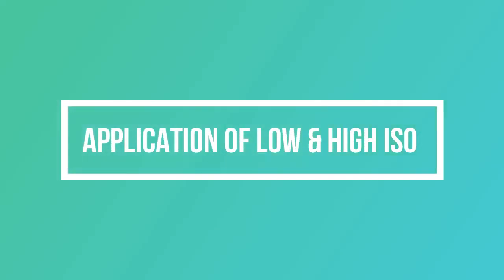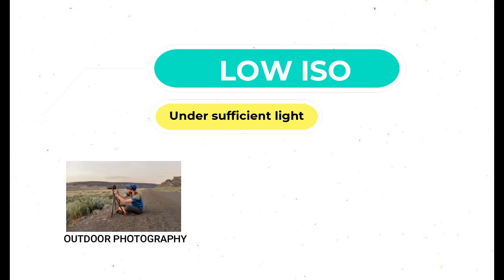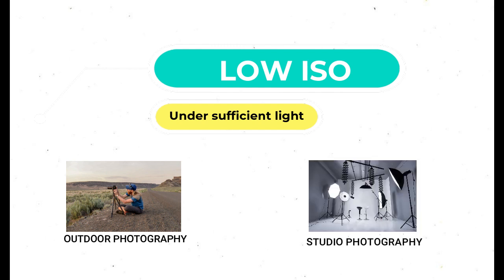Let us take a look at the application of ISO based on the situations. Low ISO should be used whenever possible. Usually we use lower ISO whenever enough light is available, for example at an outdoor photography shoot or a photography shoot with flash in a studio. Also for photography with long exposure, when you use a slow shutter speed with tripod support, you get more light.